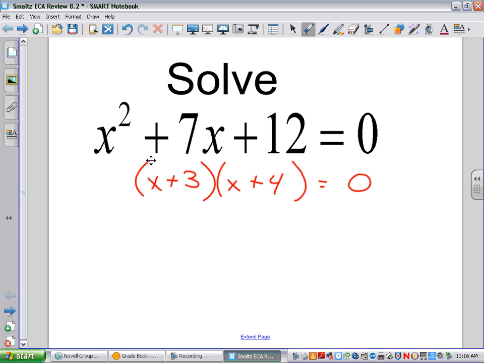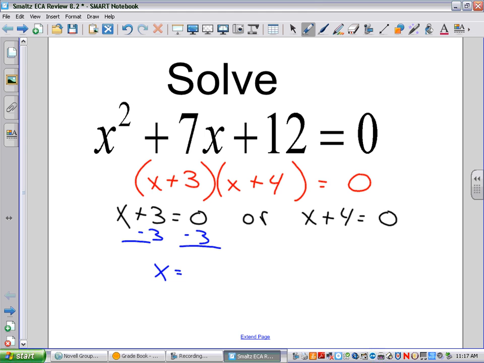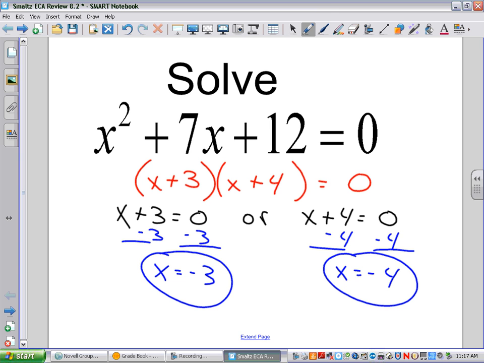That means that either the first one has to be 0 or the second one has to be 0. Or, of course, they both could be 0. And all you have to do now is solve them separately. For example, on this one, I would subtract 3 from both sides. So my answer is -3. That's one answer. On the other side, I would subtract 4 from each side. So x equals -4. That's my second answer.